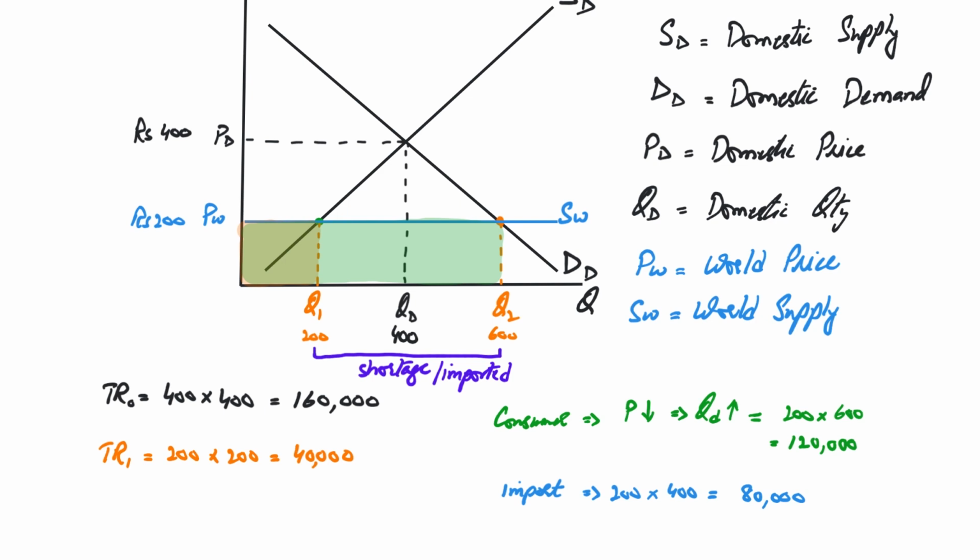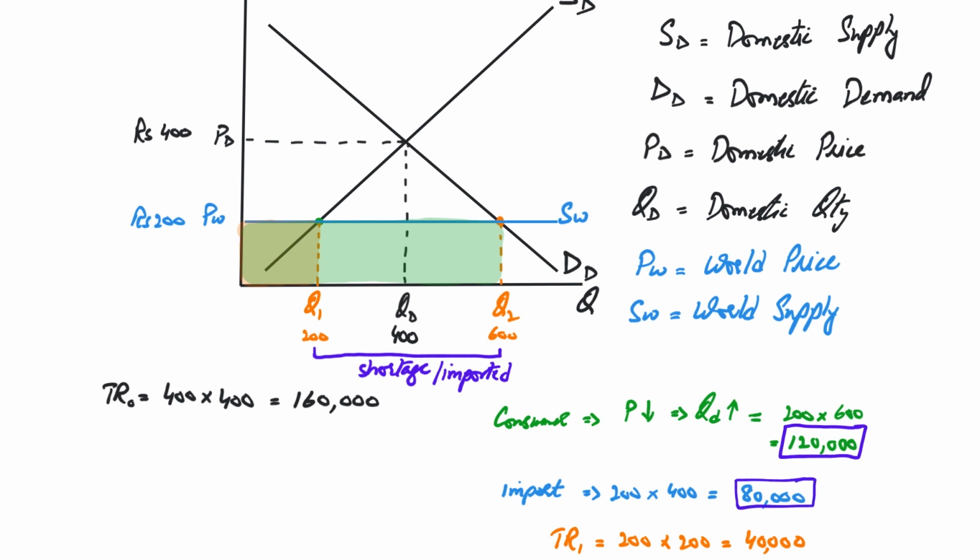$80,000 is going to the foreigners for import quantities, and basically the leftover amount is going to the domestic producers. So what I'll highlight here is that out of the consumers' 120,000 consumption, 80,000 is going to foreigners and 40,000 is going to domestic producers.